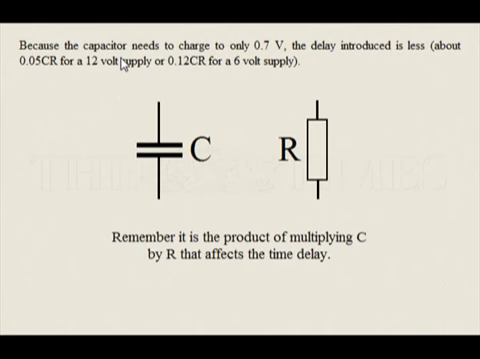Because the capacitor needs to charge to only 0.7 volts, the delay introduced is less, about 0.05 CR for a 12-volt supply or 0.12 CR for a 6-volt supply. Remember, it is the product of multiplying C by R that affects the time delay.